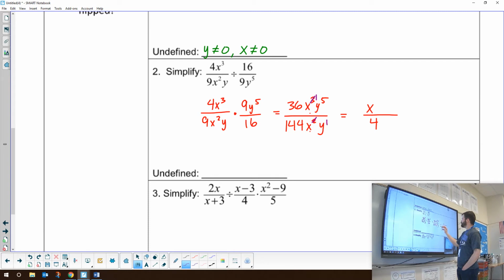Same thing here. This is a 1 right here. It's going to cancel. This is going to change to a 4, and we're going to get y to the 4th. So my answer is going to be x, y to the 4th, divided by 4.